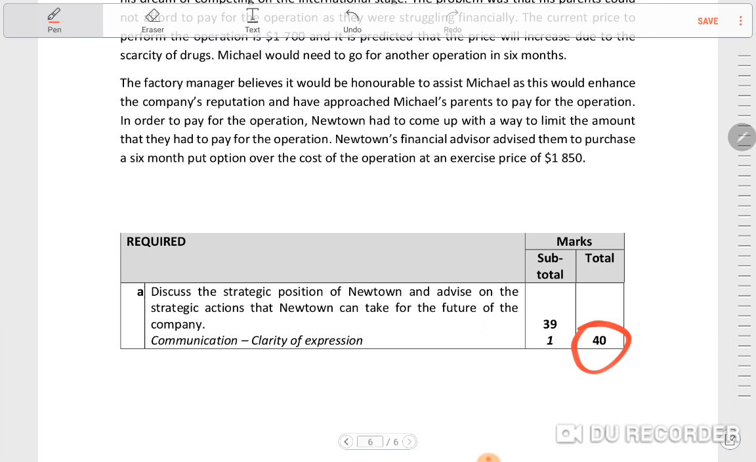So when you look at this required, we need to interpret the key words coming through. The first thing here is discuss. And normally when I look at a discussion, what we are asking you to do is present a logical argument. But the question is, what am I talking about? You are expected to discuss the strategic position. So what is strategic position? It's all about where are we now? We are looking at the current status quo. What is the current strategic position of Newton? That's the first part of the required.